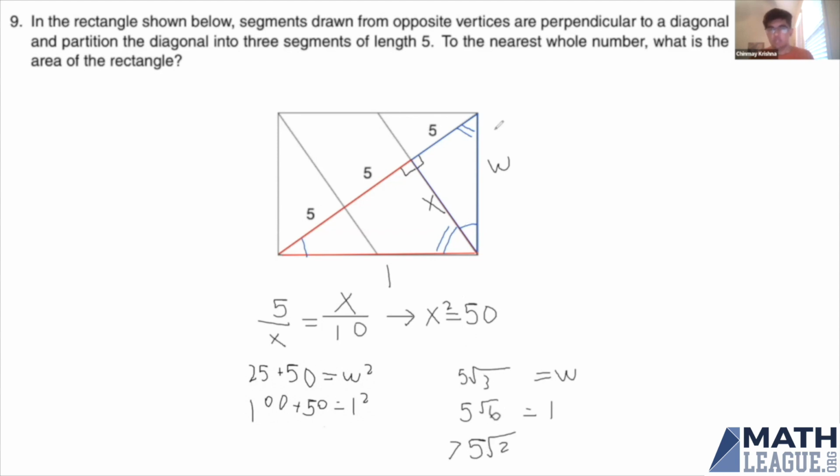And to the nearest whole number, we can find that using a calculator or any other way. To the nearest whole number, our answer would be 106. So that's how you'd solve this problem.